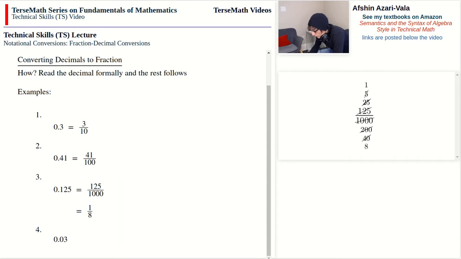Okay, problem number 4. Now the difference between problem 4 and problem 1 is that in the top one, 3 was in the tenths, but now 3 is in the hundredths. So whereas this one you read as 3/10, number 4 you read as 3/100.